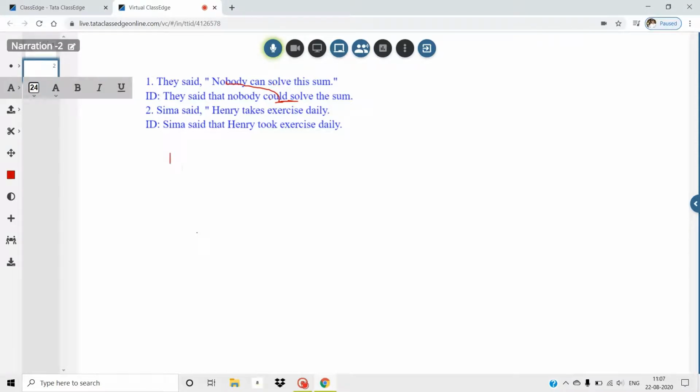Now let's check some other example where reported speech is in present continuous. So example, present continuous. We said, "The children are making a noise." You see, the children are making a noise.